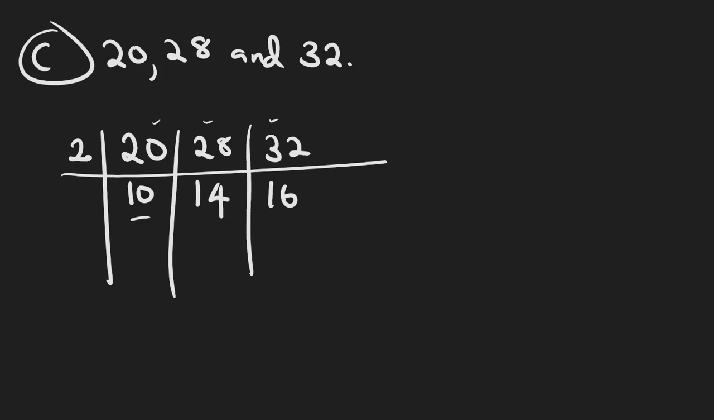What can go into 10, 14, and 16? Of course, 2 can go. 10 divided by 2 is 5, 14 divided by 2 is 7, and 16 divided by 2 is 8. Is there a number that can go into 5, 7, and 8? Of course, no. Because 5, there's nothing can go. 7, no. 8, 2 can go, but 2 cannot go into 5 and 7.